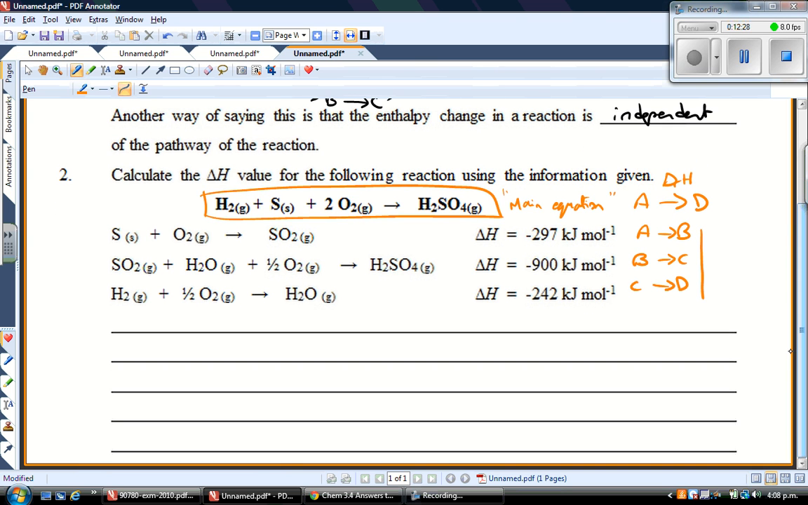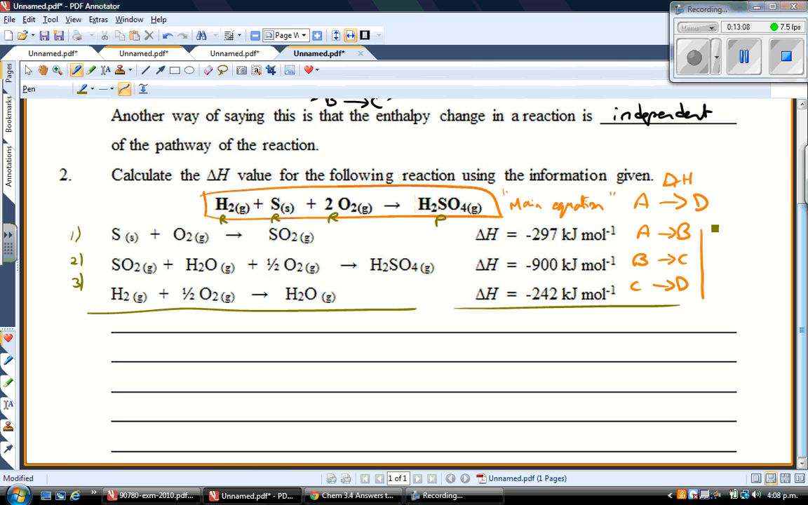Now, we have to take a look at the main equation, and you have to decide what species are reactants and what species are products in the main equation. So we're going to go through the habit of writing R for reactant beside each reactant species in the main equation, and then P for product. Now the next thing we want to look at is the three constituent equations that we've been given. So this is equation 1, 2, and 3. And we want to add up these three equations so that they give this main equation. And if we can successfully do that, we can just add up the enthalpy values, and that will give us the enthalpy for the reaction from A to D.